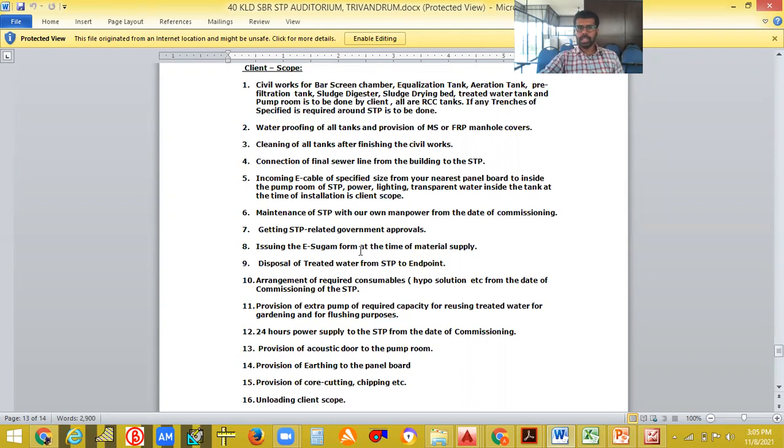Okay, issuing the e-student form for the time of utility supply. Because for approvals and all those things they need different forms. Disposal of treated water from the STP to the end point. After the water is treated, what to do with it all comes under the client's role. Those things are not involved for the person who installs the STP. Provision of an extra pump required for reusing the treated water. If you are using it for gardening, we need a pump, right? That pump won't come in the sewage treatment plant scope. They will normally be mentioning it.